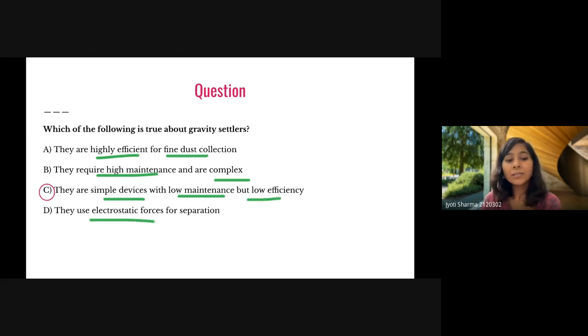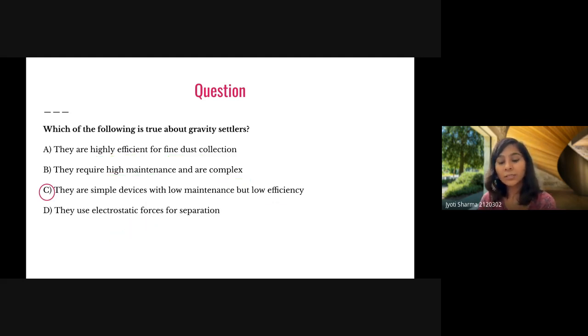For the electrostatic, whenever we are using electrostatic forces, then this is an electrostatic precipitator, ESP. So we have another instrument, ESP, that we will use. In the gravity settler, we are not using the electrostatic force. So that's how C is the only right answer here.